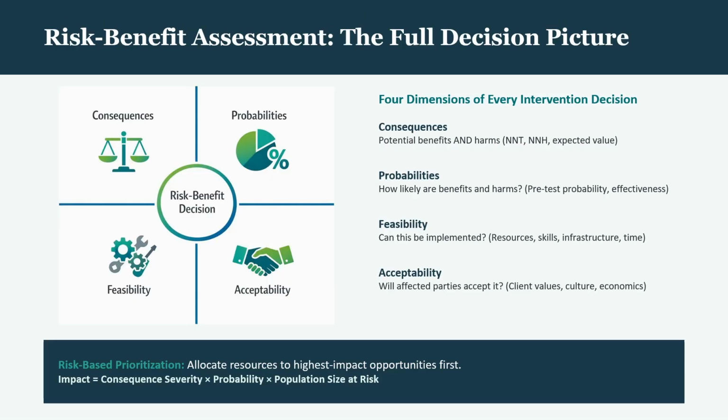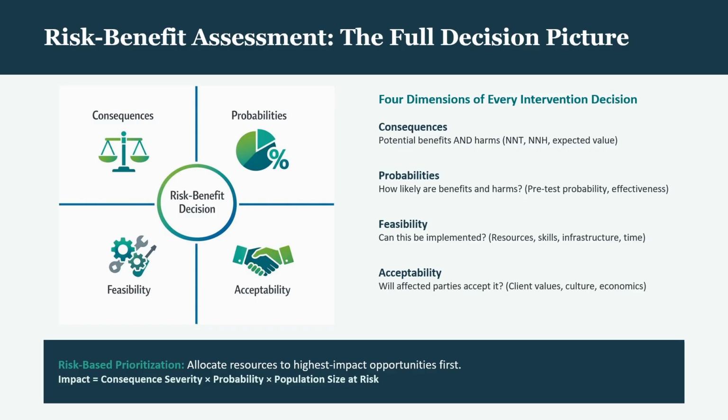Benefit and cost-effectiveness analyses are powerful tools for comparing programs at the population level, but individual clinical and herd-level decisions require a somewhat broader framework, one that explicitly accounts not just for costs and benefits, but also for feasibility and acceptability. This is what risk-benefit assessment provides. The four dimensions must all be addressed for a complete risk-benefit assessment. Consequences. What are the potential benefits and potential harms?